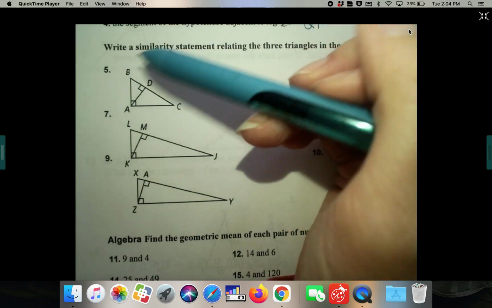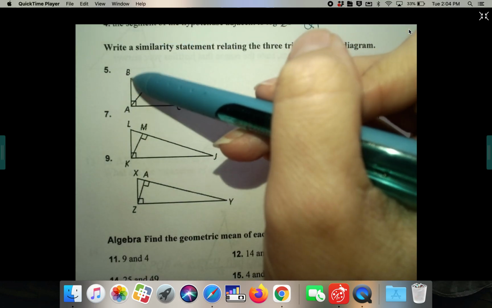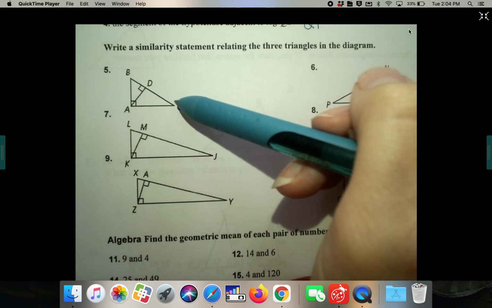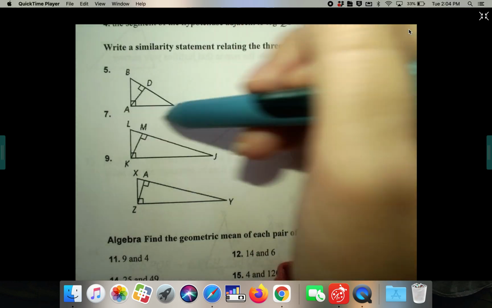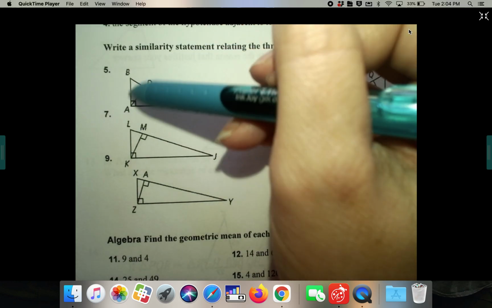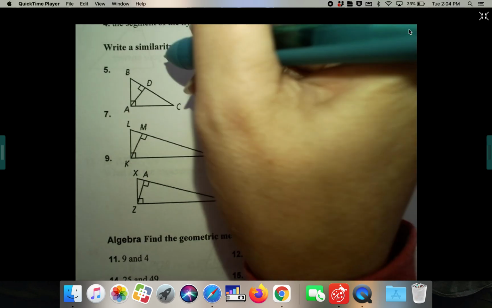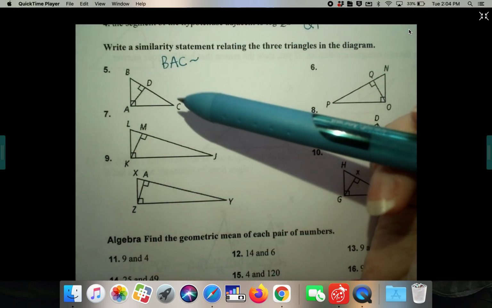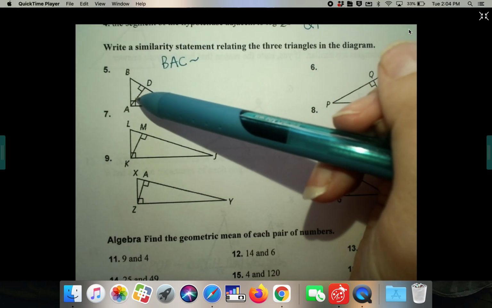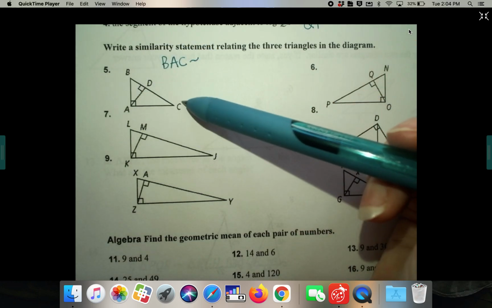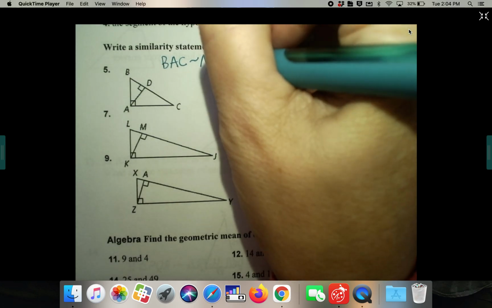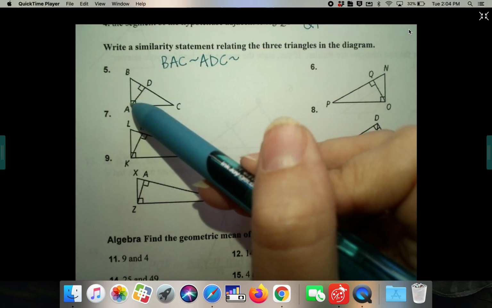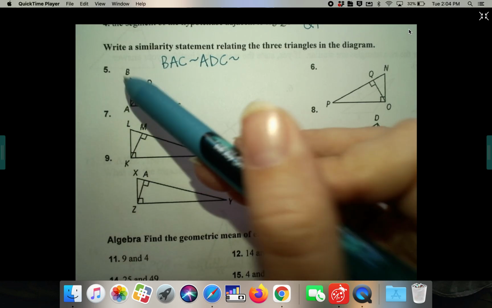So I'm going to, once again, I have a habit of going short leg, long leg, hypotenuse, short leg, long leg, hypotenuse, short leg, long leg, hypotenuse. So I'm going to start with the big one. B, A, C is the order I'm going to go. You don't have to. And I'm going to go short leg, long leg, hypotenuse of the medium one, which would be A, D, C. And then of the tiny one, short leg, long leg, hypotenuse would be B, D, A.